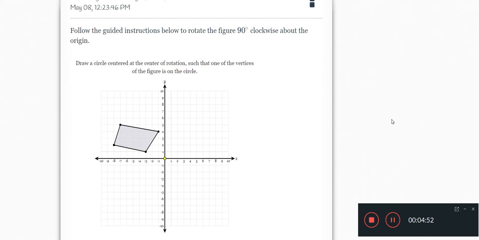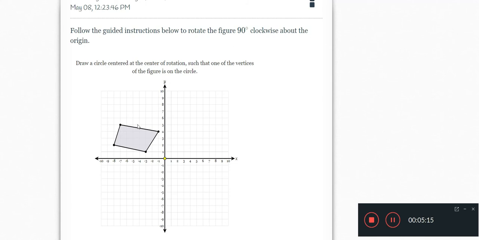The fourth one is probably the trickiest one, and this is the one that we have not practiced. So I'm going to show you how to do this. Be patient with it. So it says follow the guided instructions below to rotate the figure 90 degrees clockwise about the origin. So if this yellow dot is the origin, when I go clockwise, it means it goes to the right into the quadrant next to it, or here, but right now it's 90 degrees.